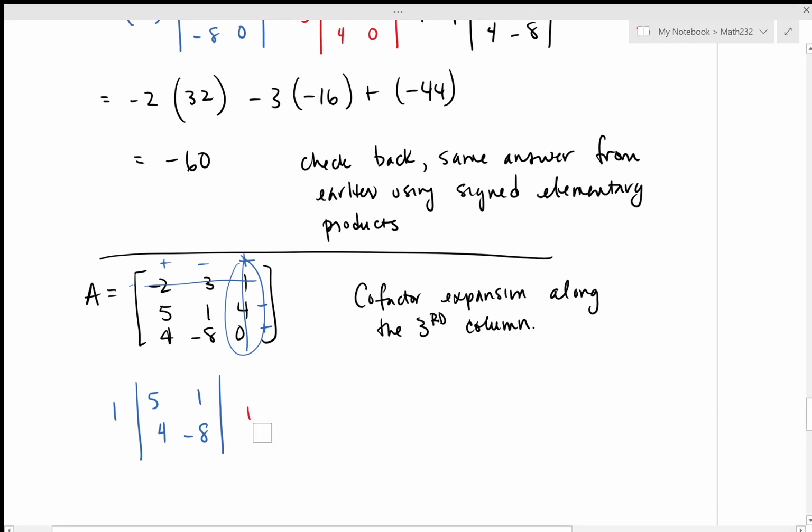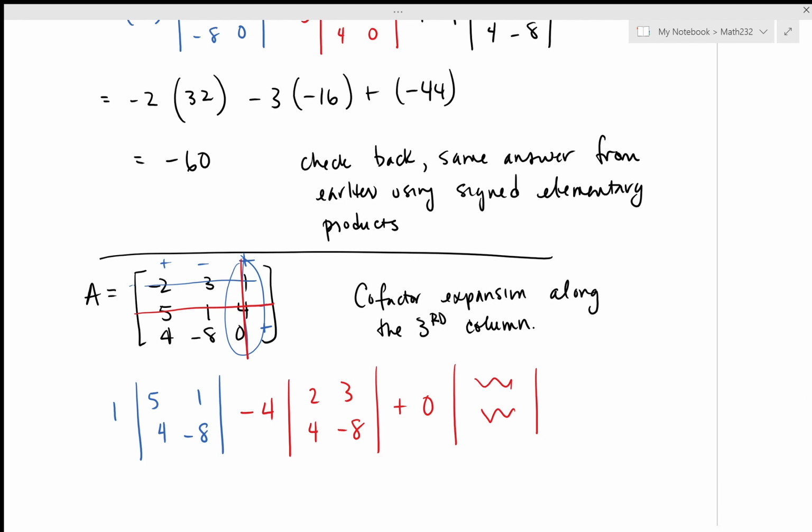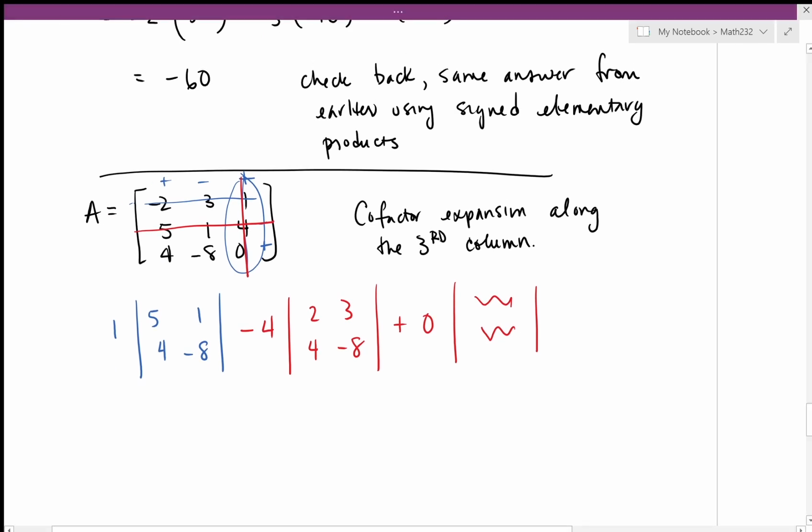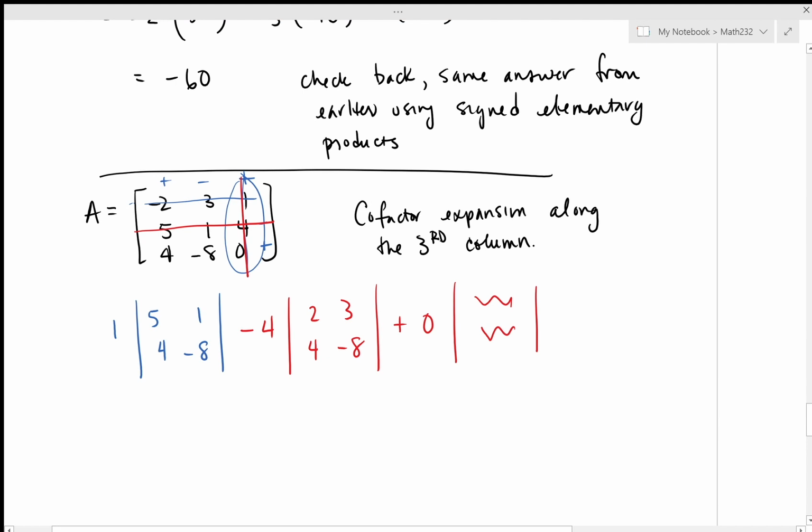and it's minus. That's the minus, and I get the 4, and then I imagine crossing out the row and the column containing the 4. That leaves me with the 2, 3, 4, minus 8. And then I get plus 0, and it doesn't matter what this is, because it's multiplied by 0. This is the huge upside of choosing the row or the column that has the most zeros in it. So that is a strong suggestion to always do that. Choose the row or column that has the most zeros.